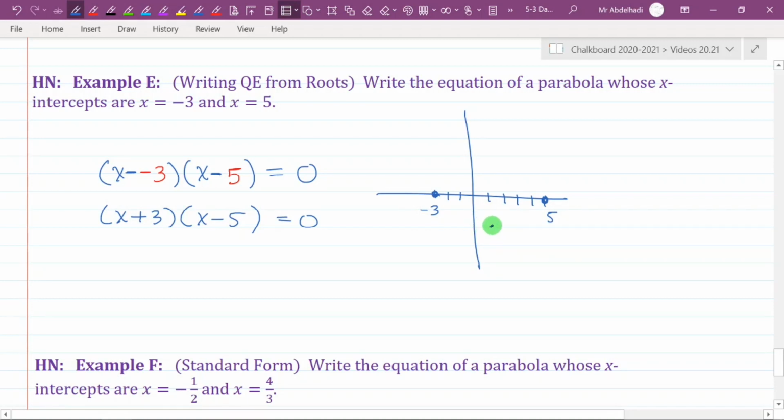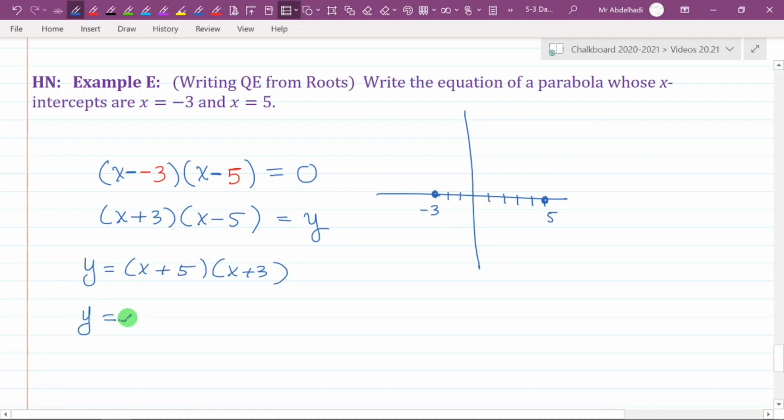Now, if you remember, in the earlier problems, whenever we wanted to find the x-intercept or x-intercepts, we had to make the y 0. We're doing this in reverse now, so the 0 becomes a y now. The only thing left now is to write this in standard form, to multiply this out, meaning FOIL it. So y equals, full sentences now, x times x is x squared, x times 3 is 3x, 5 times x is 5x, and 5 times 3 is 15.